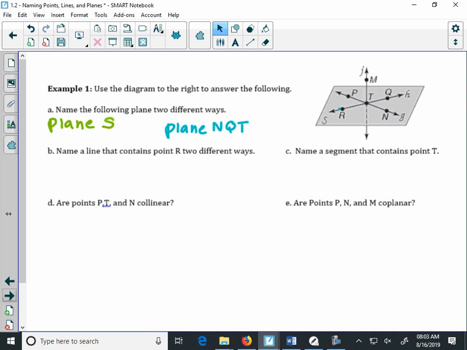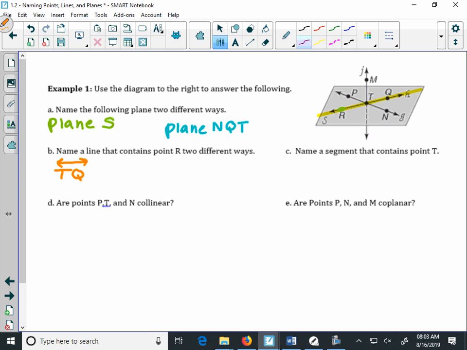B says name a line that contains point R 2 different ways. Well, here's point R, and here's the line it's sitting on. It helps if you highlight it. How many points do we use to name a line? 2, right? So give me 2 points that are sitting on that line. T and Q. So you can say line T, Q. Make your line symbol, put your points underneath.